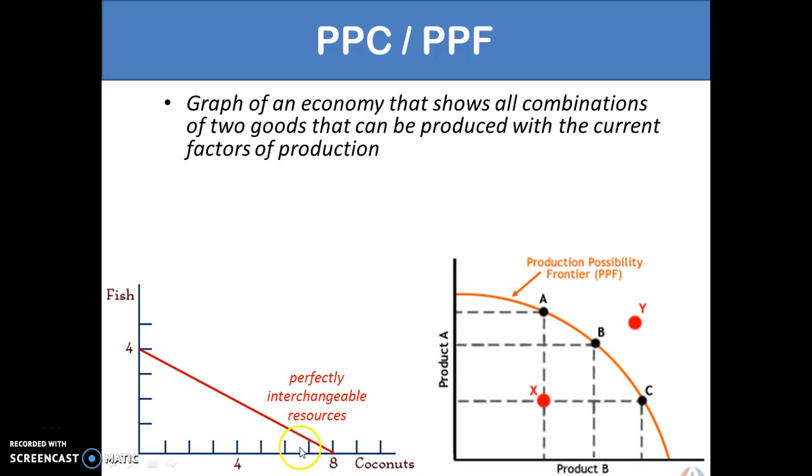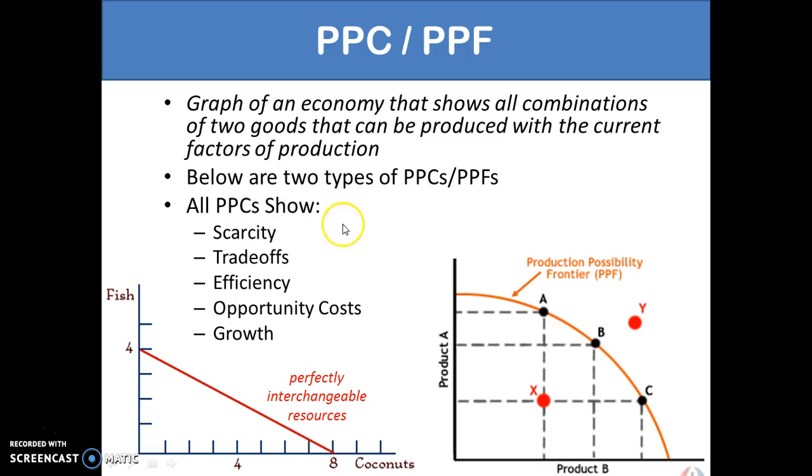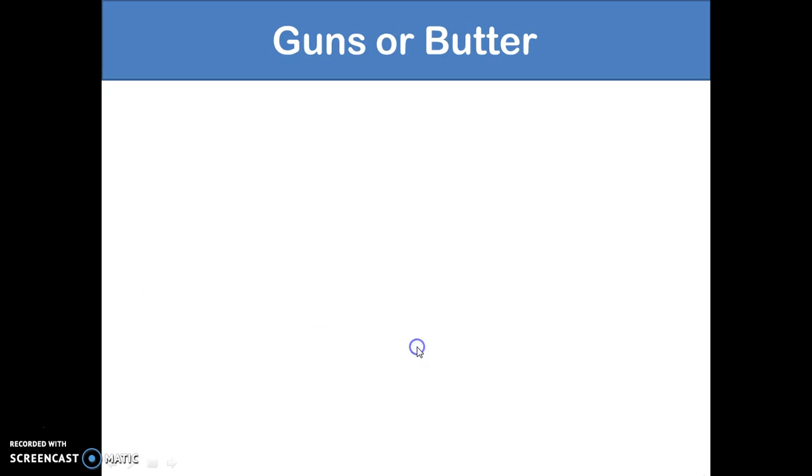And this is a constant slope because we're using perfectly interchangeable resources, whereas in this one we are increasing our opportunity cost as we produce more of product B. So both are types of PPCs. We interpret them the same way, and they all show these elements, and we'll look at that next.